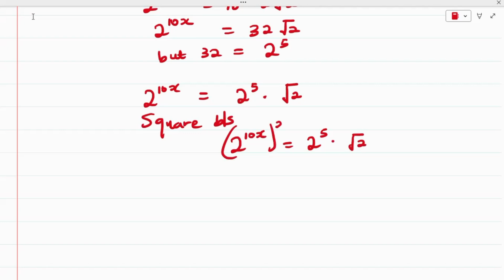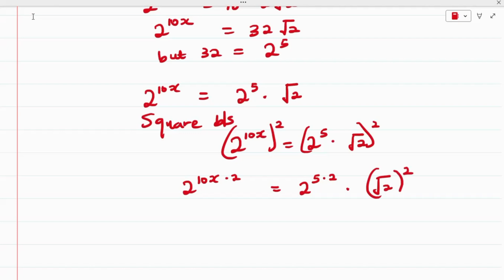So we want to simply what? Square both sides. So we have 2 raised to the power of 10x multiplied 2 is equal to 2 raised to the power of 5 multiply 2 multiply the root of 2, all squared. So we have this to be 2 raised to the power of 10x multiplied 2 is going to give us 20x, which is equal to 2 raised to the power of 5 multiplied 2 is going to give us 10 multiply, this is going to cancel out this, we have this to be 2.